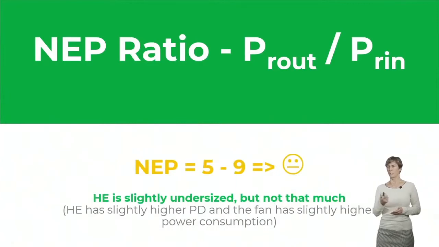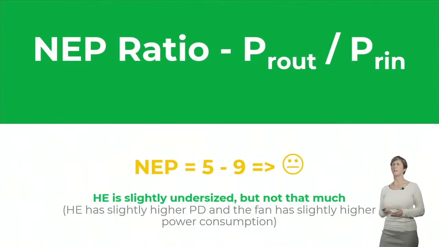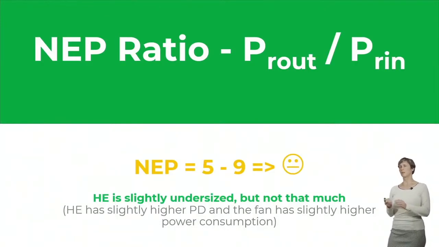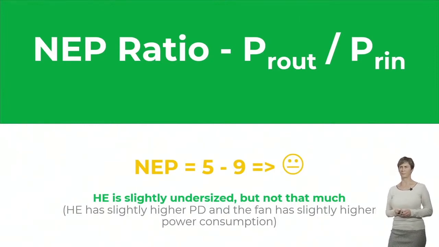We could move to the interval from 5 to 9, where the heat exchanger still will be a little bit undersized, not that much as in the first case. It still has a slightly higher pressure drop, and the fans have a slightly higher power consumption, not that much as in the first case, but it's still not the optimal choice.